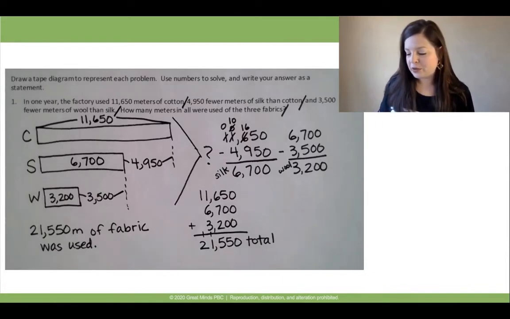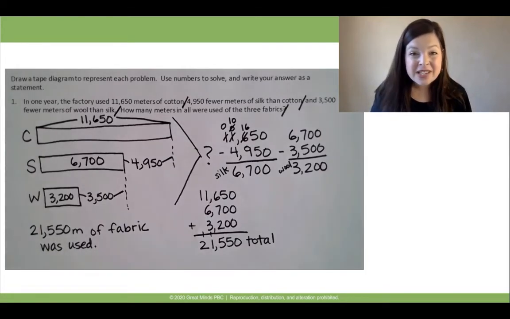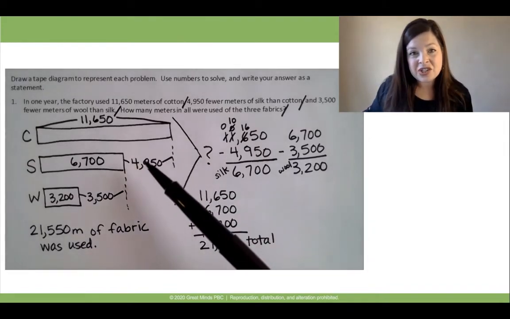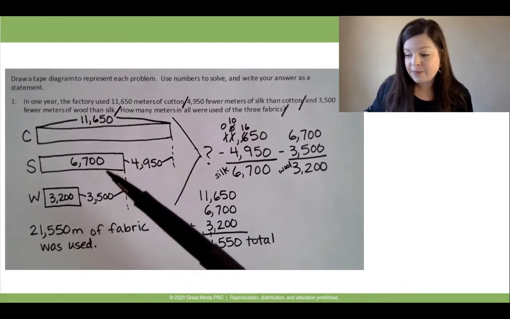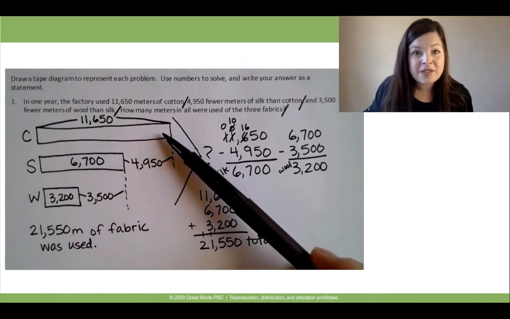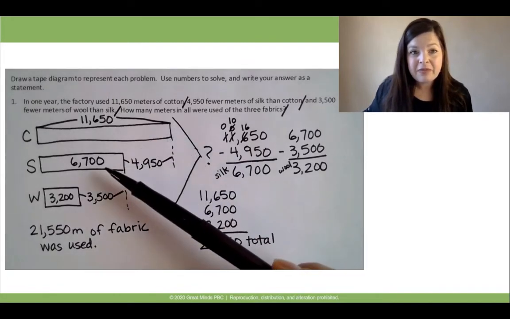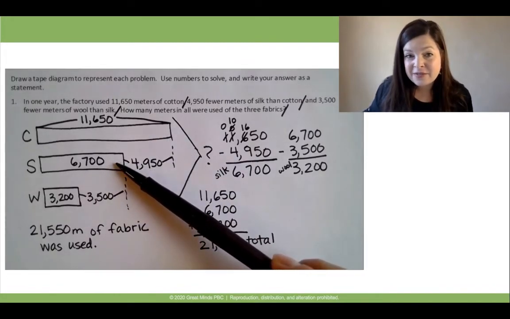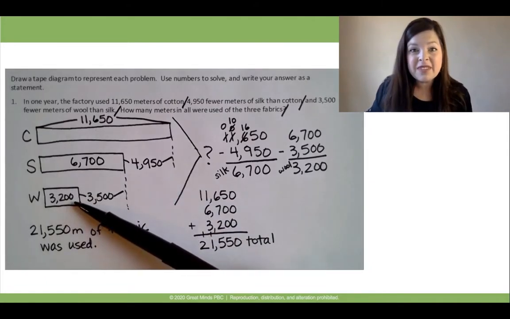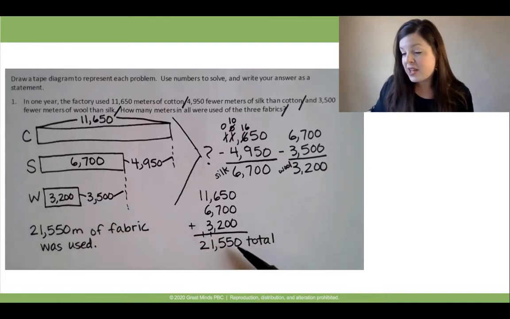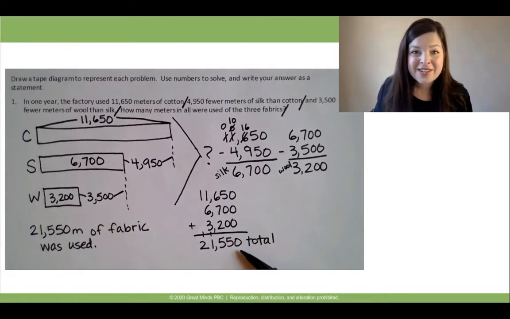Now, how can we know if 21,550 meters of fabric is a reasonable answer? Maybe you said, well, I can just round each of the amounts and then add up those estimations. So 11,650 is about 12,000, plus about 7,000 for the silk, it's 19,000, plus about 3,000 for the wool is 22,000. So that's really close to what we got, and so yes, our answer is reasonable.